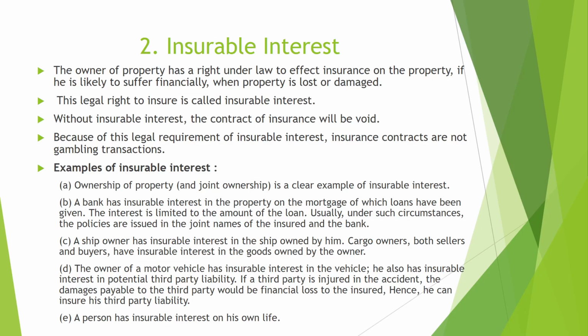The owner of the motor vehicle has insurable interest in the vehicle. He also has insurable interest in potential third party liability. You all know third party insurance. If the third party is injured in the accident, the damage payable to the third party will also be a financial loss to the insured. If something happens to the third party, you have to bear the financial loss. That's why you have the insurable interest. Hence, he can insure his third party liability also. And one more example: a person has insurable interest in his own life too.